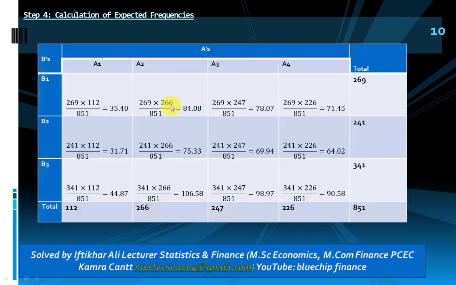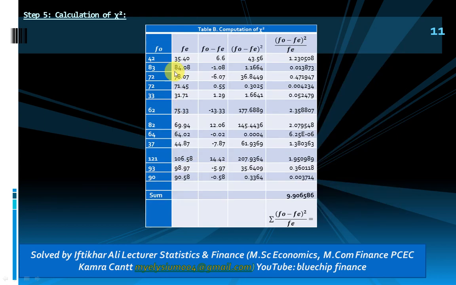And all the calculations are given here. You can pause the video and see the calculations. So these are FEs, expected frequencies. So now we have observed frequencies and expected frequencies. So finally we take observed frequencies in the first column, and after that expected frequencies in the second column.